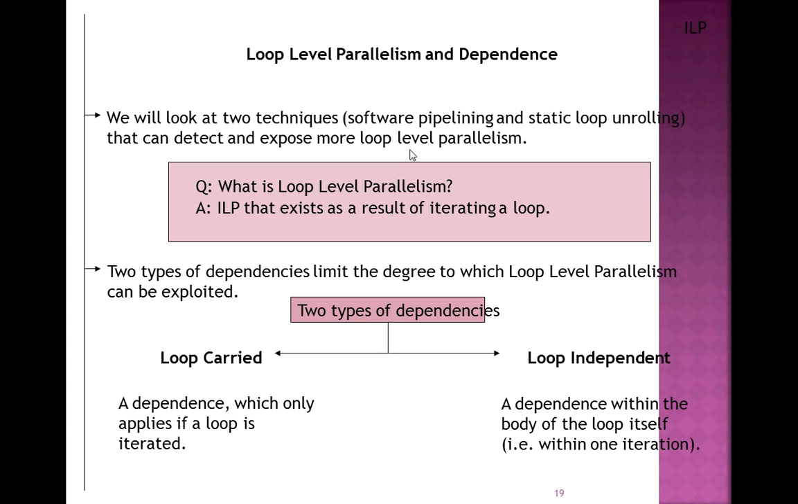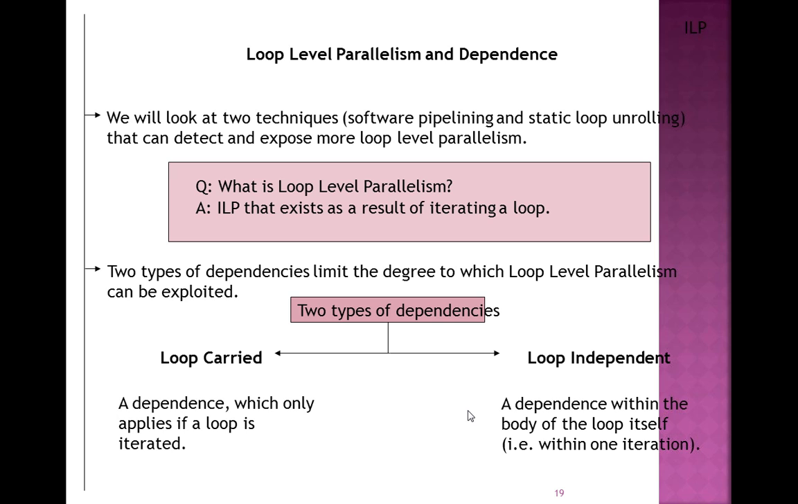Now, there are two types of dependencies available: one is loop carried and the other is loop independent. A dependency which only applies if a loop is iterated is known as loop carried. That depends on the loop. Whenever a loop is iterated, that is known as a loop carried dependency.